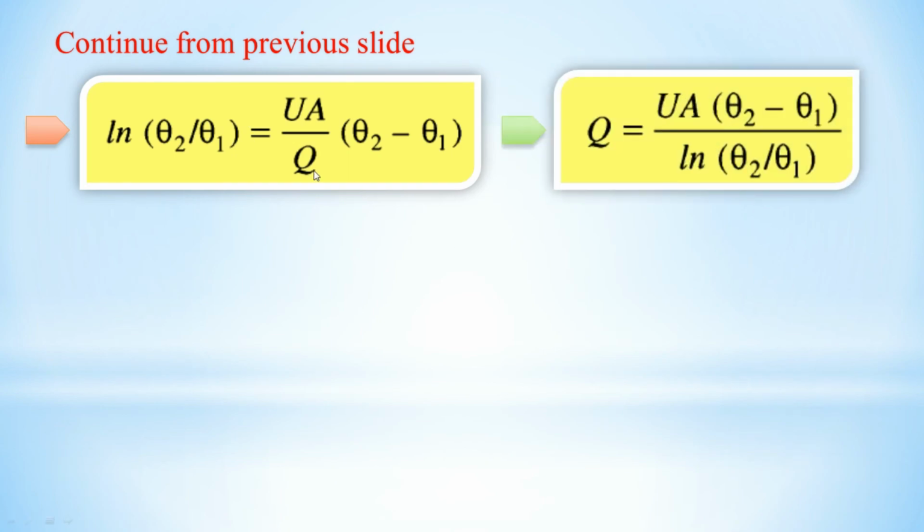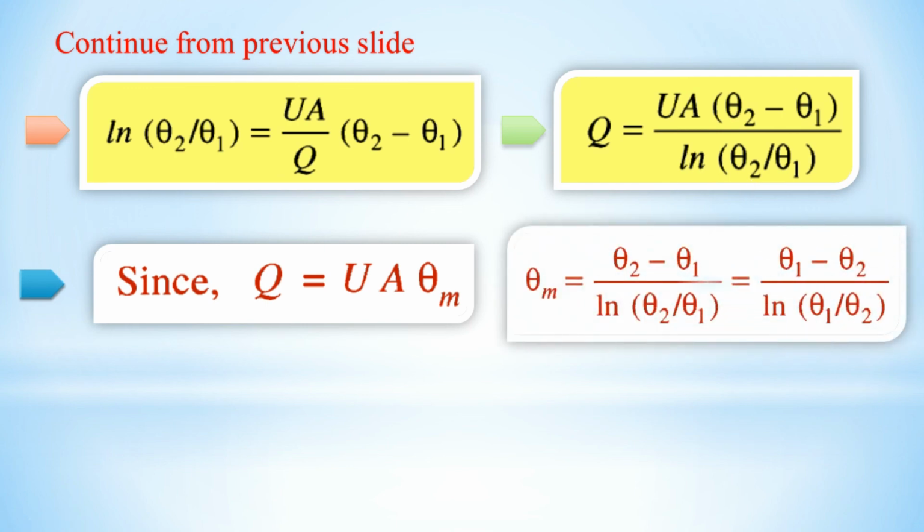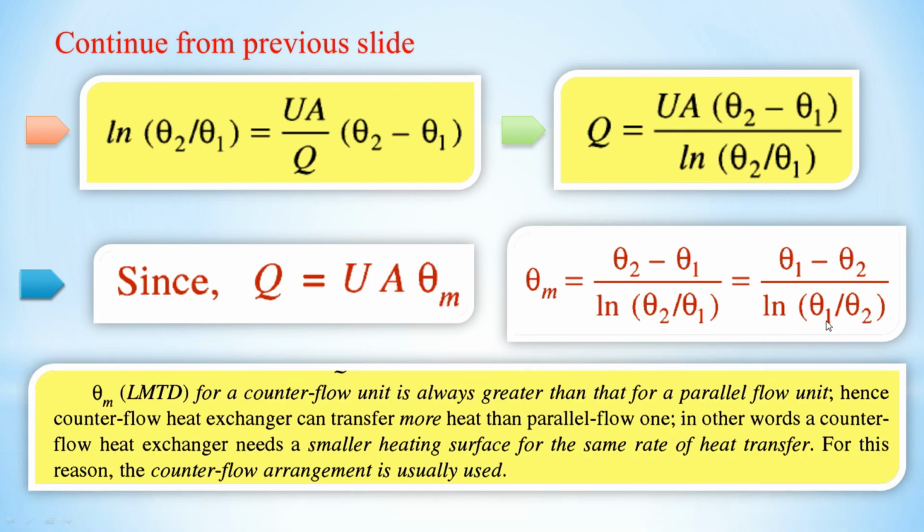Now we make the subject Q. So Q equal to, this term is in the denominator, whenever it is multiplied with this term. Right now it is in the numerator, and whenever the cross multiplication is there, at that time it is in the denominator. So Q equal to UA theta 2 minus theta 1 divided by ln theta 2 by theta 1. So Q equal to UA theta m, where theta m is the ratio of theta 2 minus theta 1 divided by ln theta 2 by theta 1, or we can say theta 1 minus theta 2 divided by ln theta 1 by theta 2.